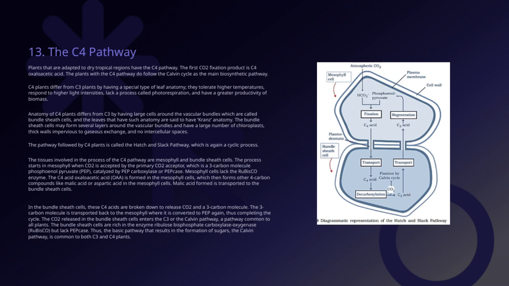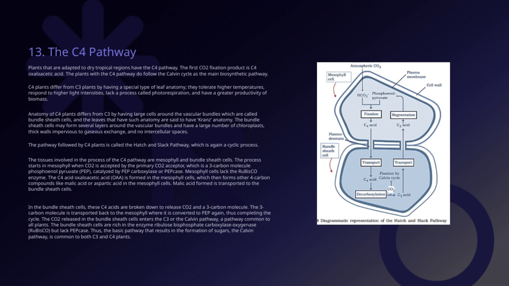Now, anatomically, C4 plants differ quite a bit from C3 plants. They have large cells called bundle sheath cells surrounding their vascular bundles, a feature known as Kranz anatomy. These leaves often have several layers of these cells, which are packed with chloroplasts, and they have thick walls that are almost impervious to gases. Interestingly, they lack intercellular spaces, which helps in maintaining a controlled environment for the pathway.